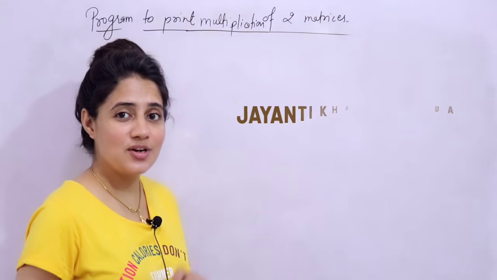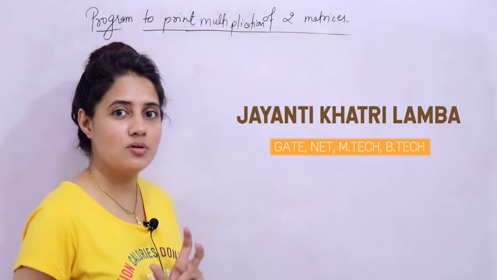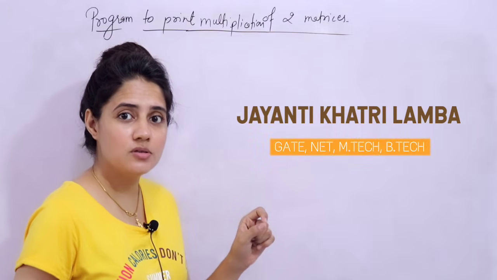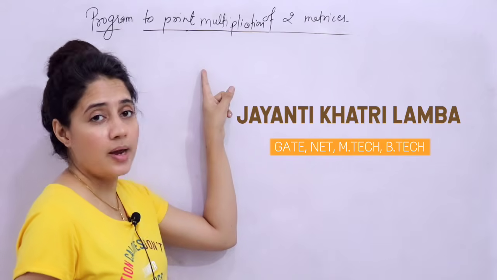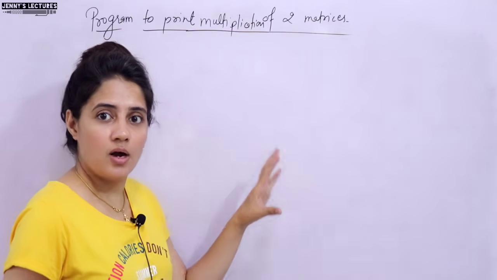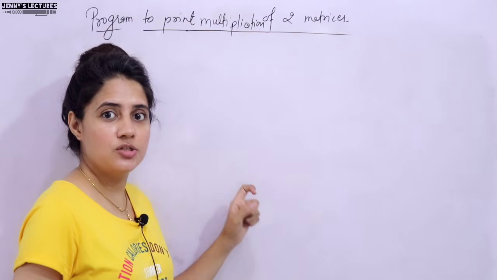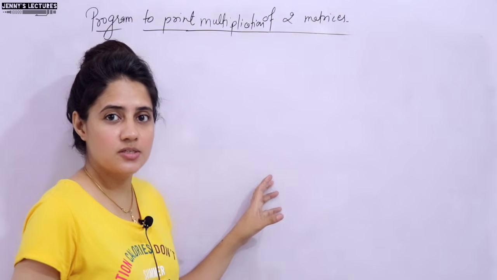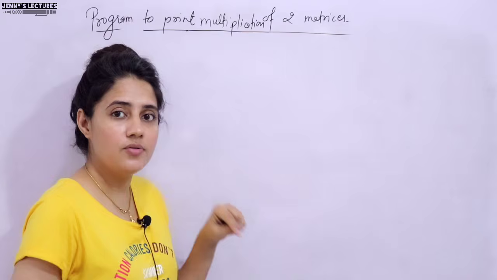So in this series of learning programming in C, we are discussing some programs on matrix. In the previous video, we discussed the theory of this program, how to do matrix multiplication, like how to multiply two matrices, the logic behind multiplication, the rules and the conditions, everything we discussed in the previous video. In this video, we will write a program.